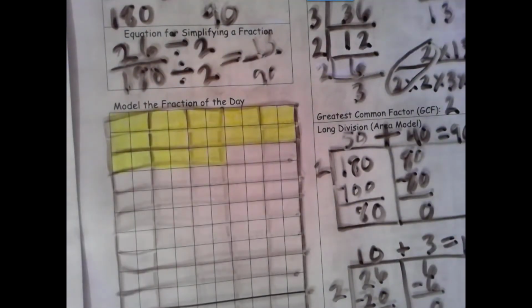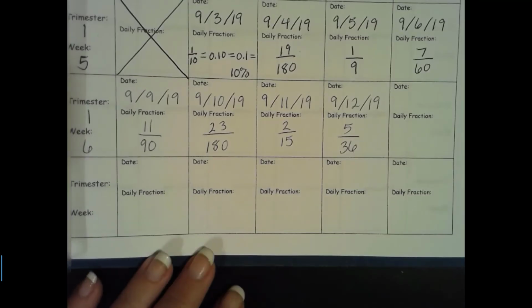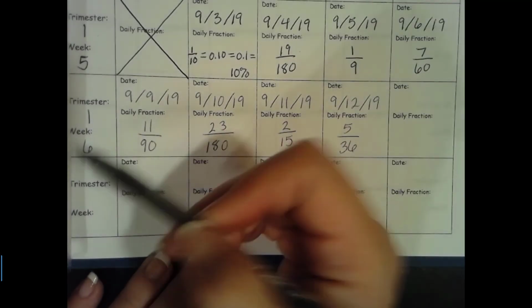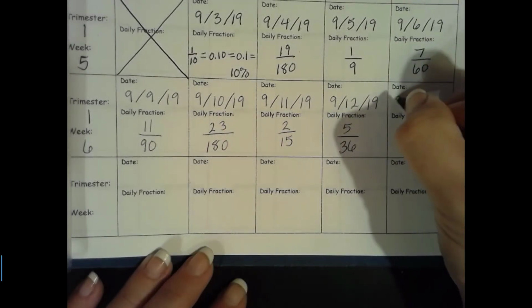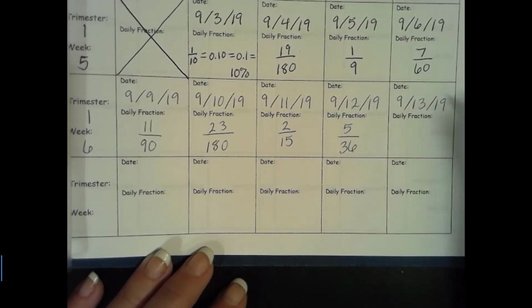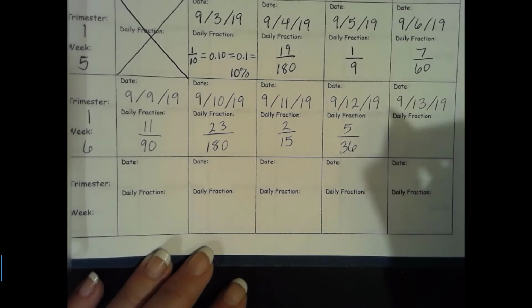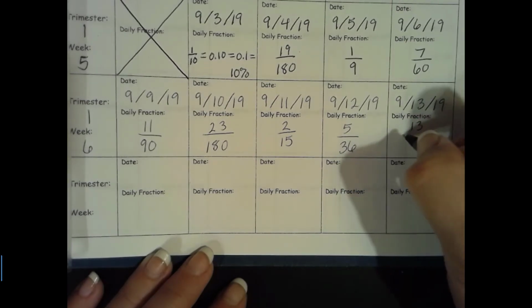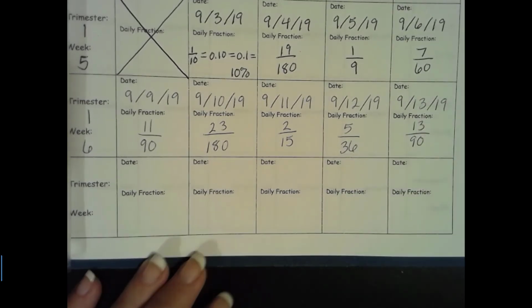All right, let's go ahead and fill in our data collection page. Okay, trimester 1, week 6. Today is 9, 13, 19, and our fraction for today is 13/90ths.